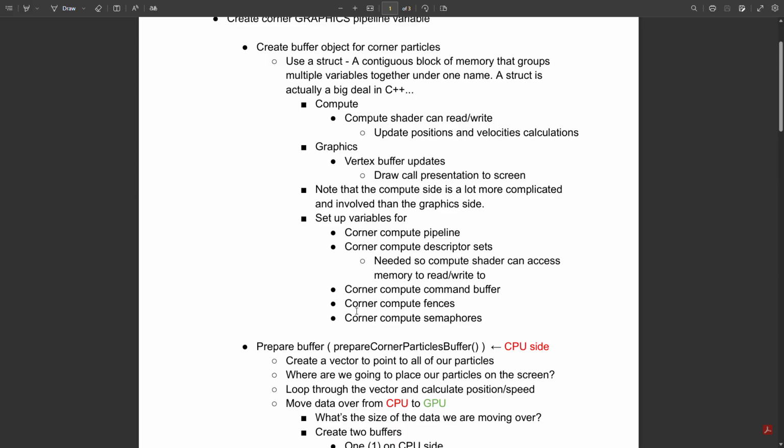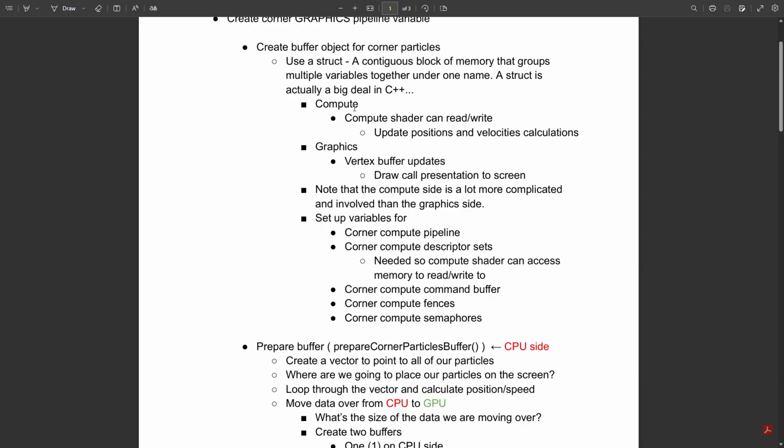Now, just as a side note, notice that when I had the particles in the corner where the particles were just stationary, first of all, we didn't have any compute stuff, which means that we saved on all the synchronization stuff, right? Because it's just graphics, it's just one thing, and it was just a lot simpler.